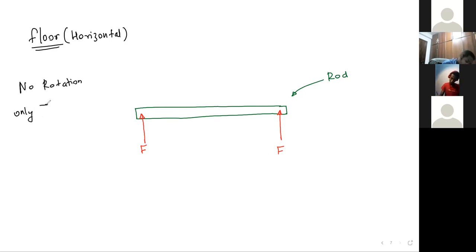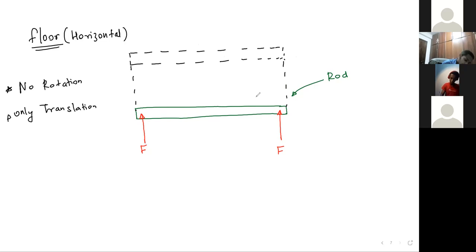I hope you all will agree with me. The basic idea is like this, how it will move, I'll tell you. After some time, my rod will be here. After some time, my rod will be here. Correct? Agreed? Yes. So this is how it is. There is no rotation, but only translation. Now, this is one more example by which I can prove to you that only force is not enough for rotation. Correct?